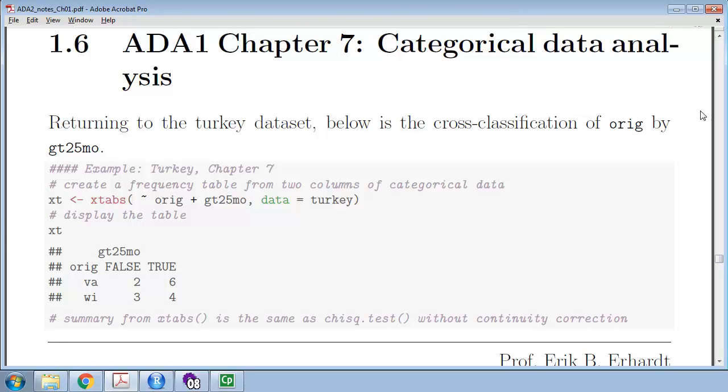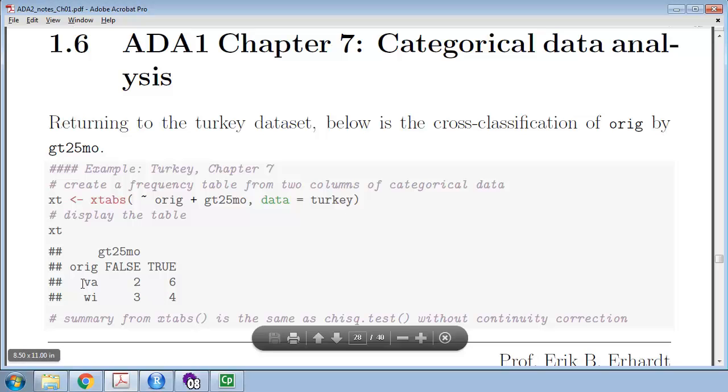So in Chapter 7, we covered categorical data analysis, that is, estimating proportions, so probability of success and failure within a population. We have an example here returning to the Turkey data set where we can do cross-tabulation. So we've got origin, which has two categories, Virginia and Wisconsin. We have whether or not turkeys are greater than 25 months, and that's this variable, which is either false or true. They're ordered in this direction both because it's alphabetical and because the numerical value of false is 0 and true is 1. So it's sorted in that order.